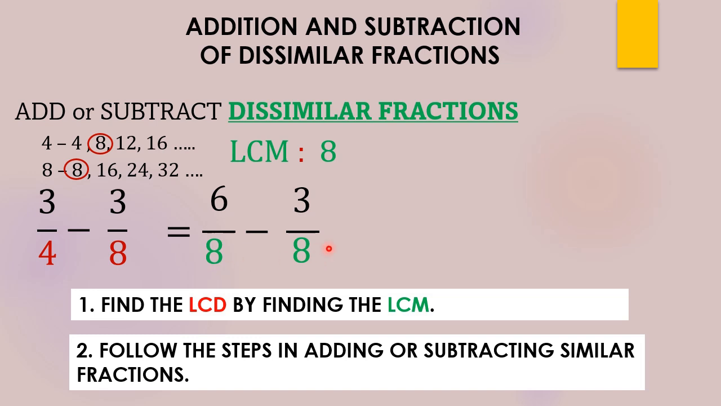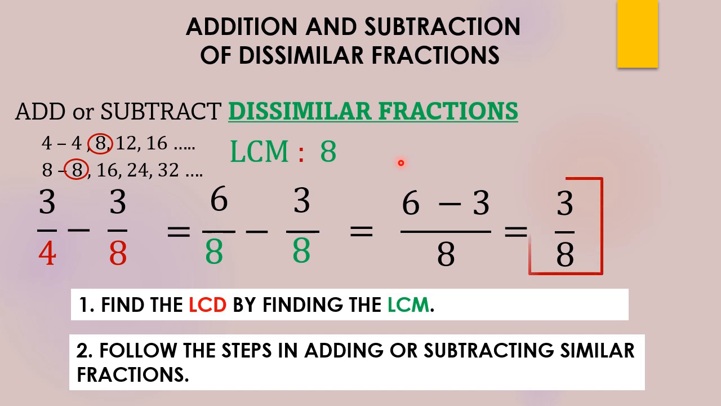We can now follow the steps in adding or subtracting similar fractions. So to subtract these two, we just copy the denominator 8, and then we just subtract directly the two numerators, 6 minus 3. So that will give us 3/8. So there you have it. Our final answer is 3/8. 3/8 is already in its lowest term. So this is now our final answer.